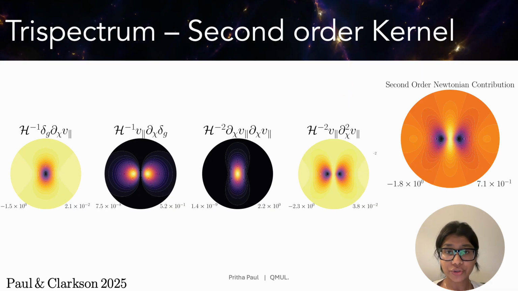So here I have shown the second order terms visualized for an isothermal sphere. The top right contribution is the total second order Newtonian contribution, which has symmetric contributions along the line of sight. However, all the individual contributions at second order also have symmetric contributions along the line of sight as well.